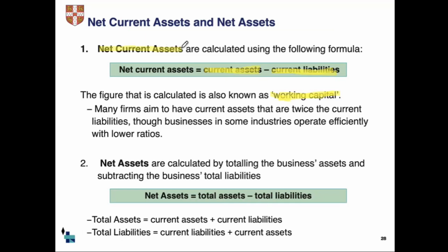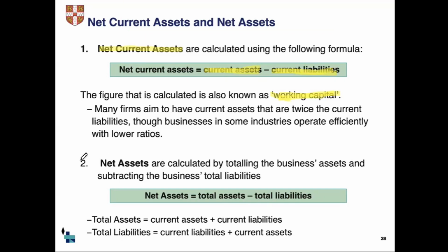It's simply calculated by looking at all the assets that are available to the business and that the business expects to convert to cash easily, all the assets that would be converted to cash before the next statement of financial position is prepared. All these assets minus all the current liabilities will give us our net current assets.